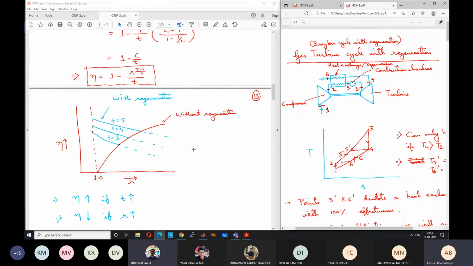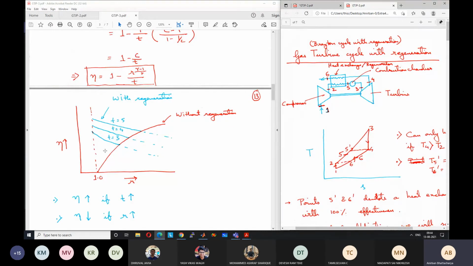I think when points 2 and 4 are parallel. Yes, correct. So if T2 and T4 become equal, the temperature at point 2 and point 4 becomes equal, then there is no scope for regeneration. So that will become like a simple Brayton cycle. And if you further increase the compressor pressure ratio, T2 will go higher than T4 and heat exchange will occur in the opposite direction. That means it will actually be detrimental. It will have lower efficiency, so more heat addition is required.